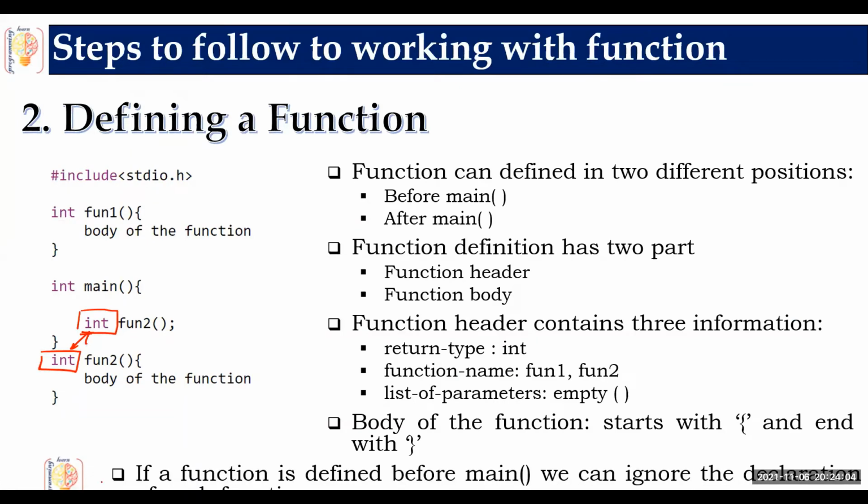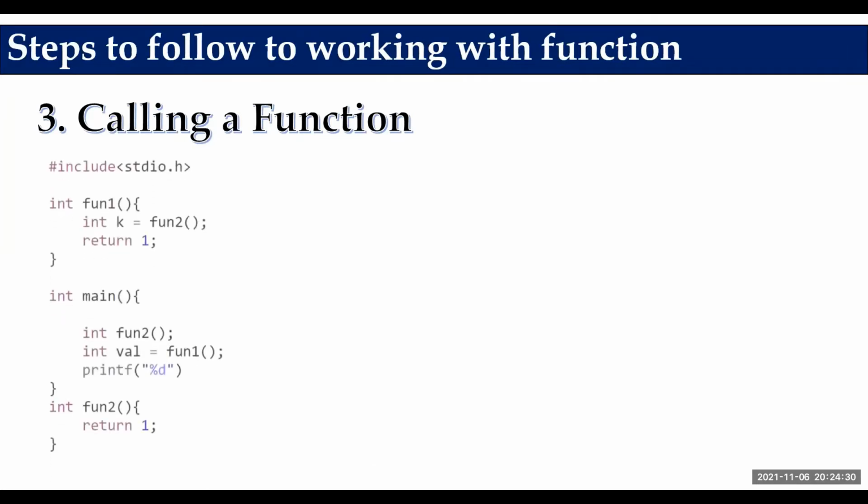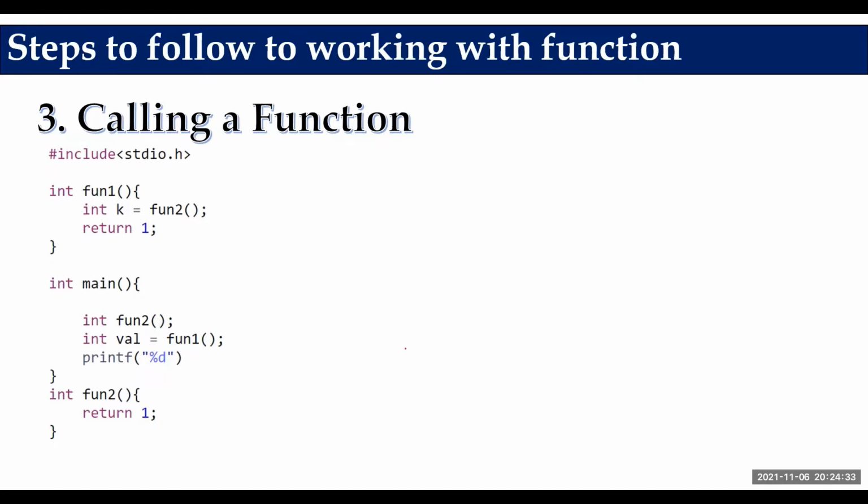The point I have already told: if a function is defined before main, we can ignore the declaration of such a function. For this code, fun1 is simply defined, so no declaration is required. It is optional, we can ignore it. So this is step 2. Step 1 is declare. If you've done the declaration, define it now. Third step now, calling a function. You can see I have written some piece of logic inside the body of the functions.